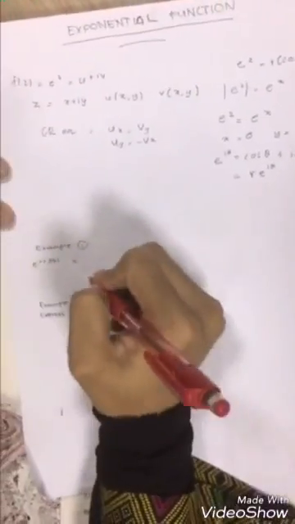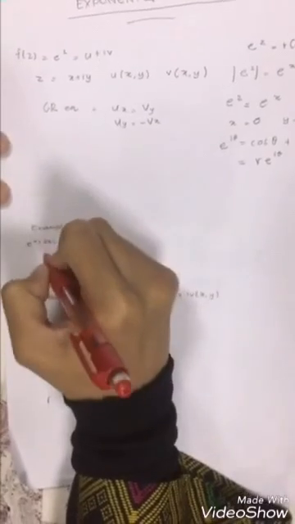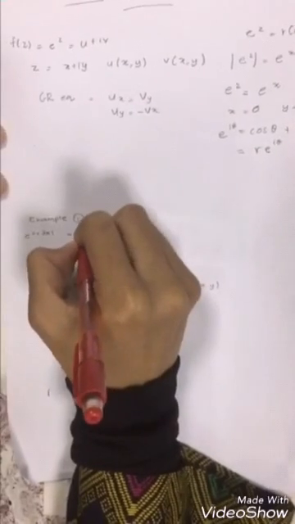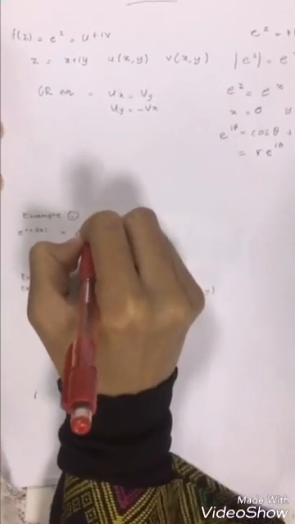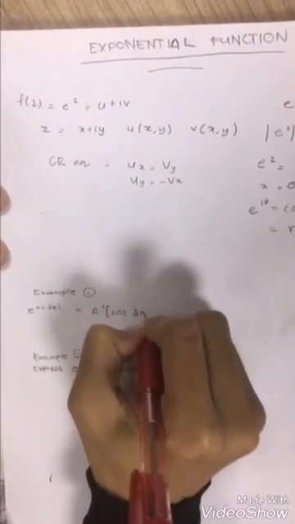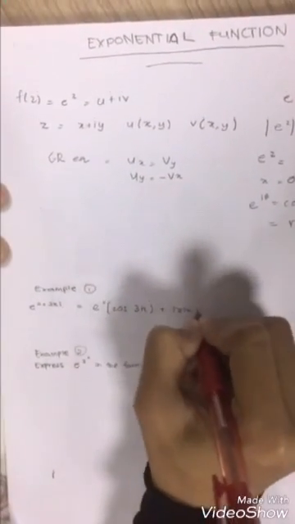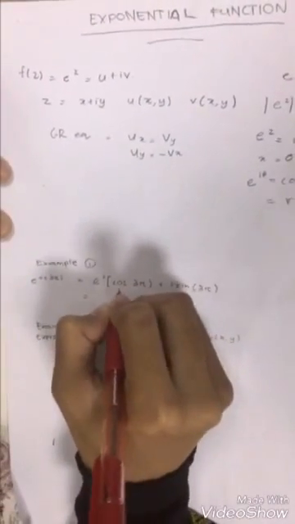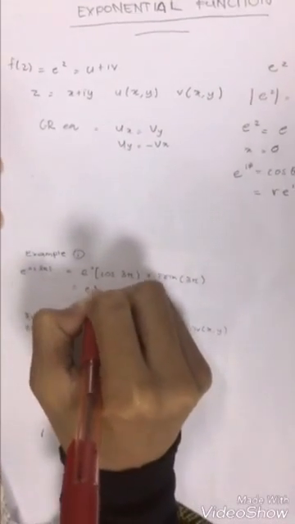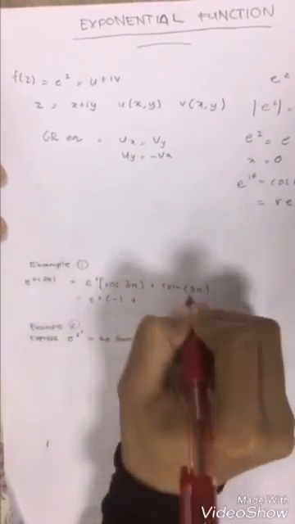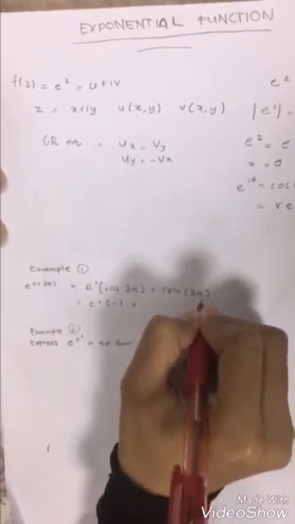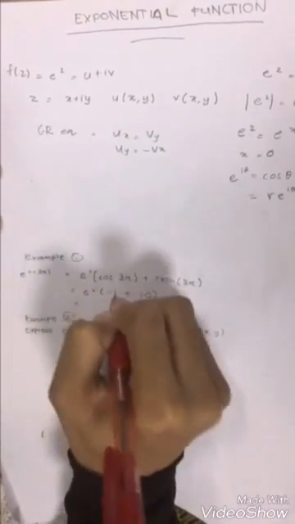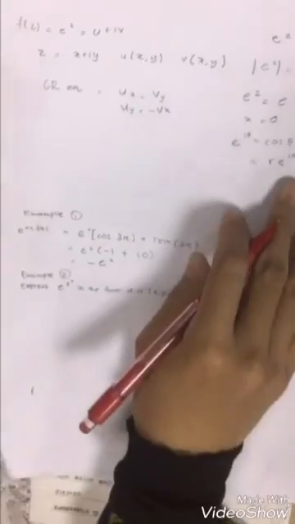For example 1, I will show you e^(2 plus 3 pi i), and we can expand it to e^2 (cos 3 pi plus i sin 3 pi), and we can get it. The solution of cos 3 pi is -1, and the solution for sin 3 pi is 0, so i times 0. So the solution is negative e squared.